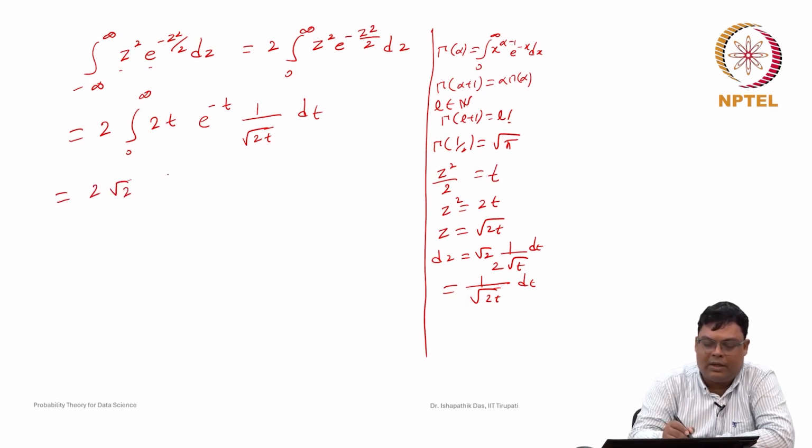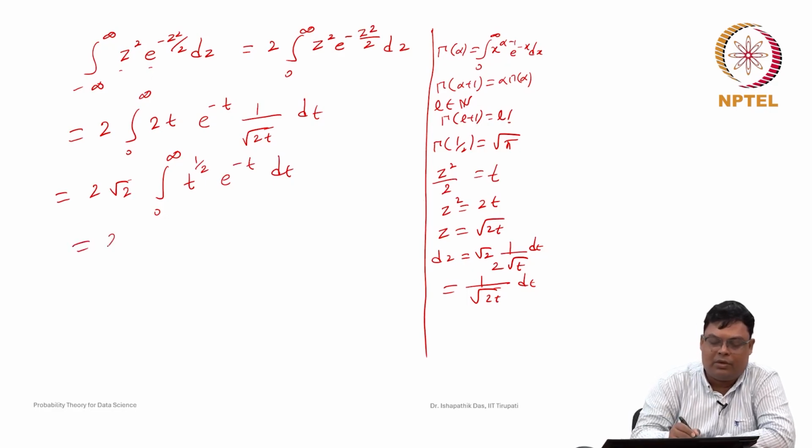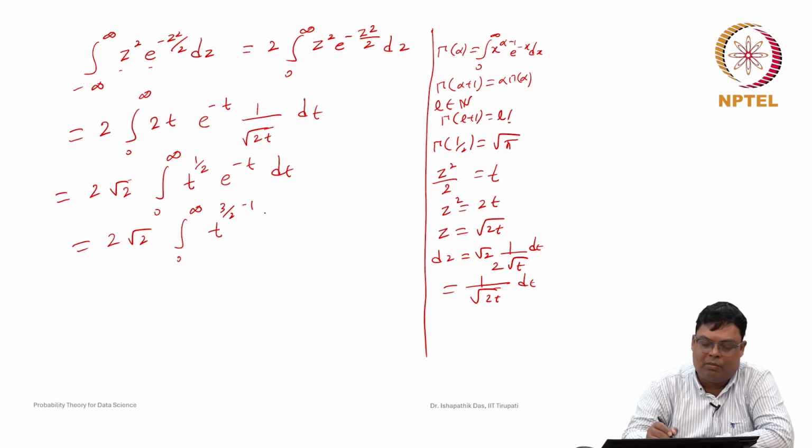So, root 2 and then the integral from 0 to infinity of t into 1 minus 1 by 2, so this is 1 by 2. So, t by root 2, root t, is nothing but t to the power 1 by 2 e to the power of minus t dt. We have to write this in the alpha minus 1 form. So, this is 2 root 2 into the integral from 0 to infinity of t to the power half, which we can write as t to the power 3 by 2 minus 1, so then it will be in this form, e to the power of minus t dt.